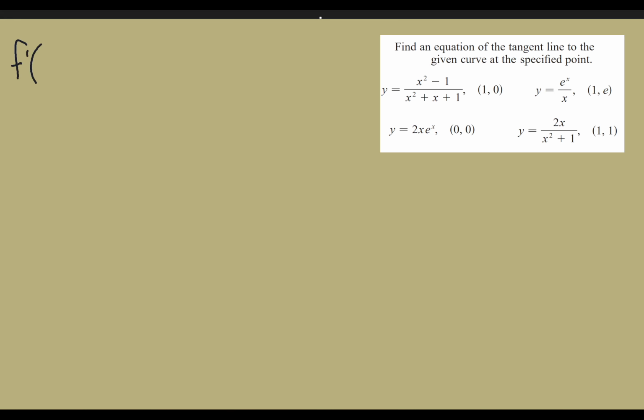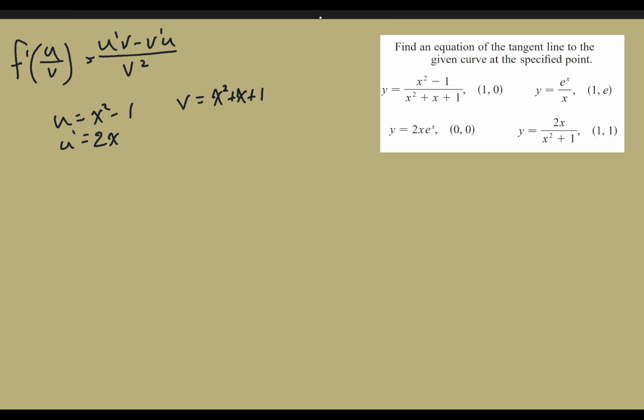Let's remember that f prime of some two functions of x, one divided by another, is equal to u prime v minus v prime u over v squared. So in this case, our u is x squared minus 1, and u prime would then be 2x. You know this by the power rule already, right? Took it down a degree. And what's our v? X squared plus x plus 1. This is another power rule because everything is separated by simple addition or subtraction. We can just write 2x plus 1.